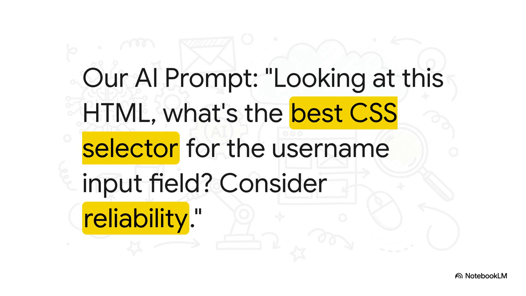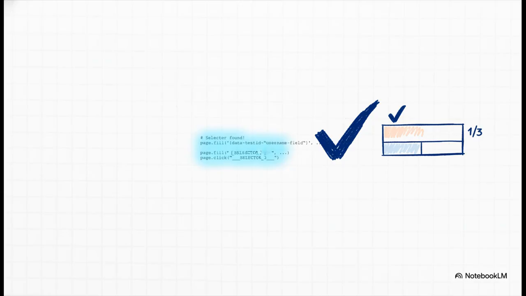this simple question. But notice how we phrase it. We're not just asking for a selector. We're asking for the best one, and we're specifically telling it to think about reliability. Giving it that context is so important. And boom, just like that, the AI comes back and recommends using the data test ID. Perfect. We just copy that, paste it into our script, and the first placeholder is done.